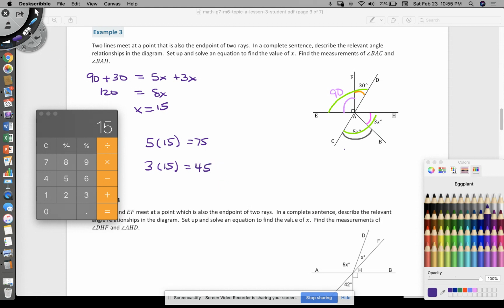So how big is that whole angle measure? It should equal whatever this is over here. So 90 plus 30 is 120. So if this is 120, this is also 120, which is true. 75 plus 45. And that's how you can check that answer. And again, that's using your vertical angles. All right, let's try the next one.